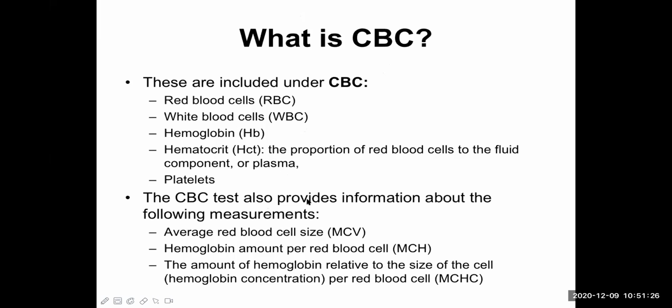The CBC tests also provide information about the following measurements, but we don't want this type of measurement in every case. But some labs routinely provide this also as part of the CBC. These are MCV, MCH, and MCHC. Now look at the meaning of this. Average red blood cell size is called MCV, mean corpuscular volume. This means the average size of each red blood cell.